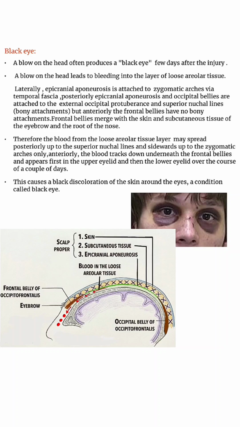Anteriorly, the frontal bellies have no bony attachment. So anteriorly, the blood in the loose areolar tissue layer freely trickles down underneath the frontal bellies and appears first in the upper eyelid, then in the lower eyelid over the course of a couple of days. This causes a black discoloration of the skin around the eyes, a condition called black eye. A blow on the head is one of the causes of black eye.